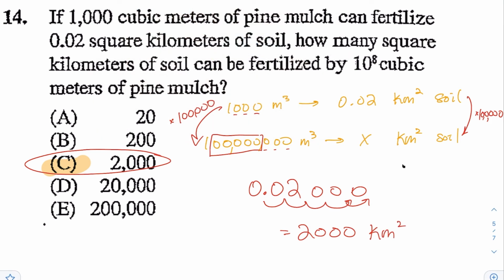So the key to 14 was to choose either side of a proportion or ratio, and just counting zeros. Just make sure you count correctly.